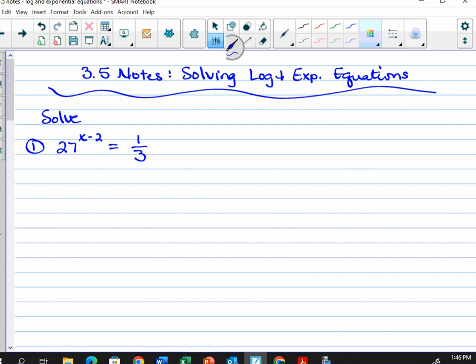All right, guys, we're solving log and exponential equations here. The first one is review. Try to do this one on your own, guys.